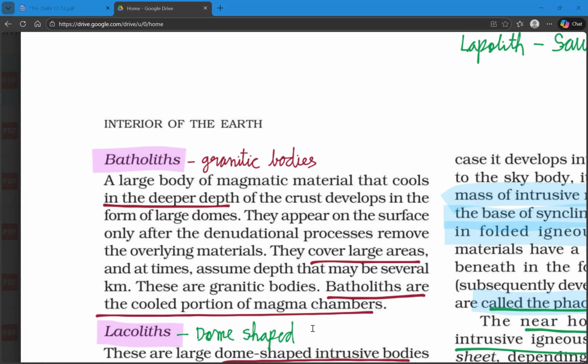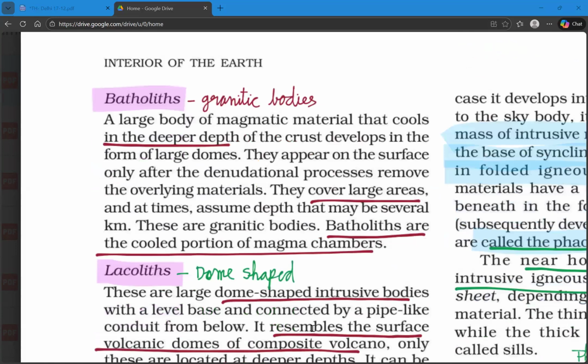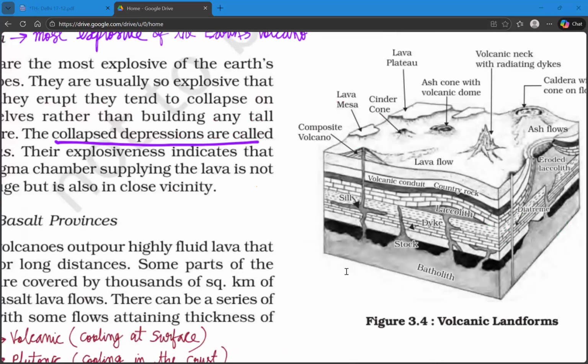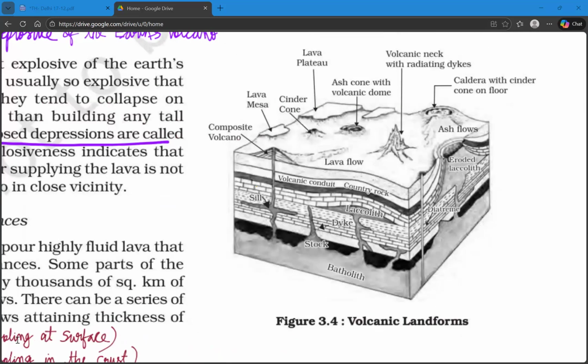portions of magma chambers. And the laccoliths, these are dome shaped. If you see in the picture, this is the laccolith. If you see, this is the laccolith, which is dome shaped.